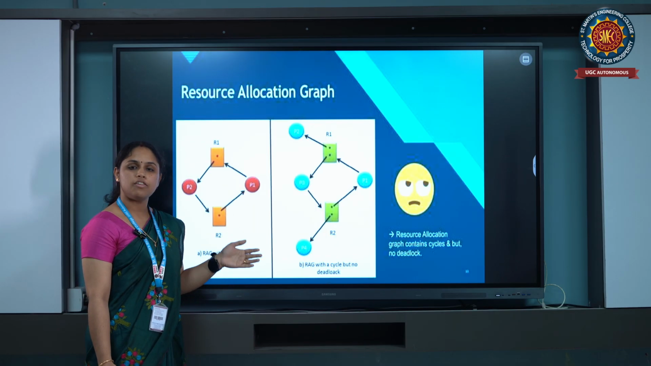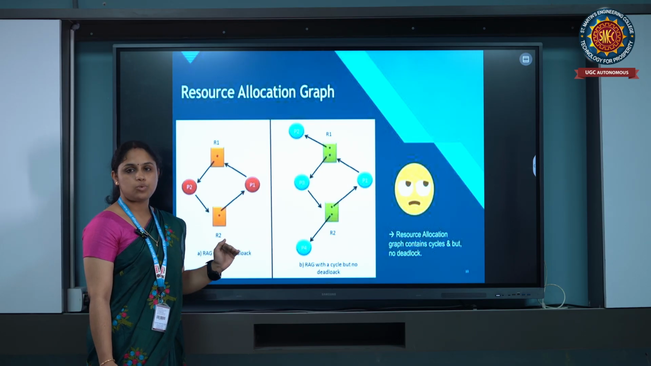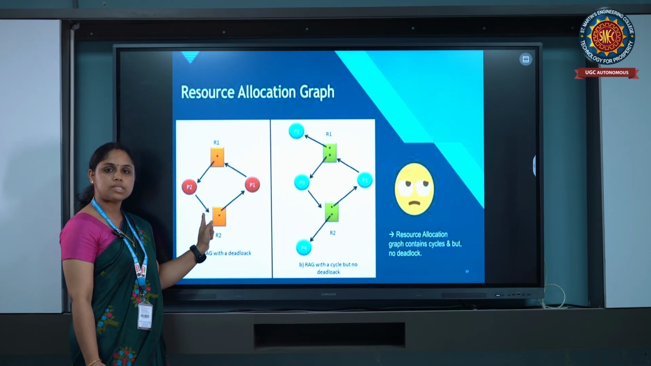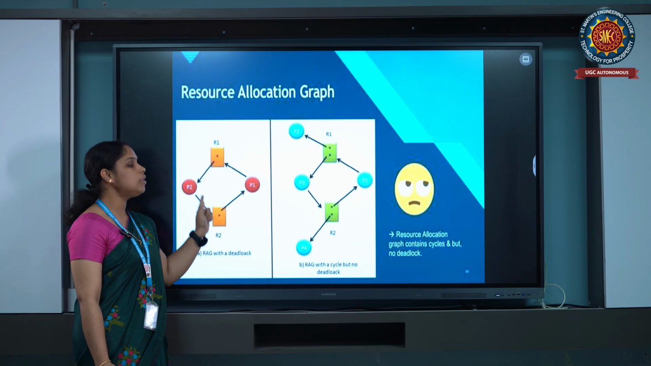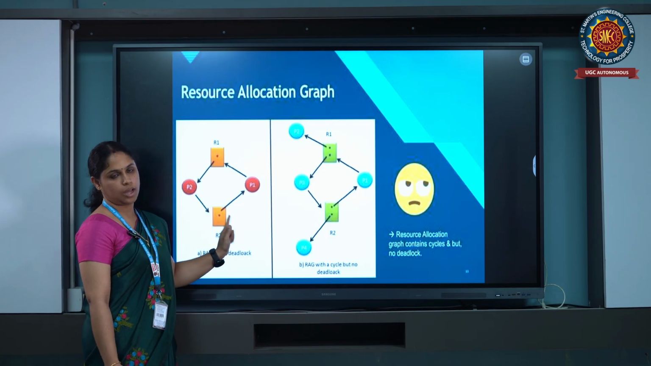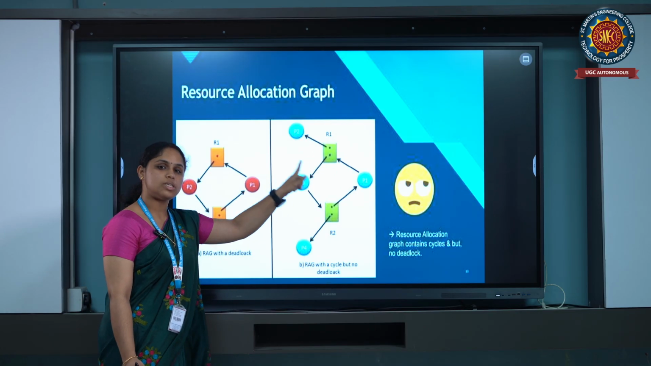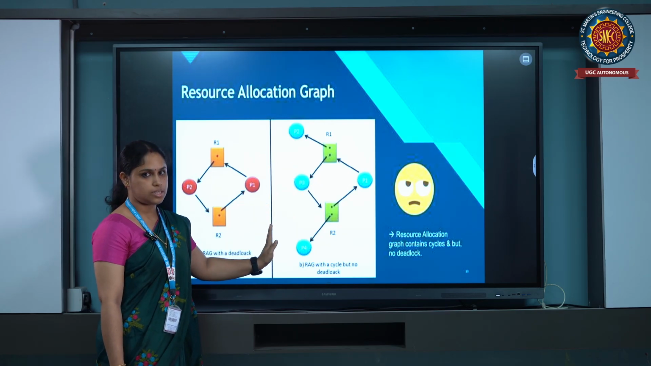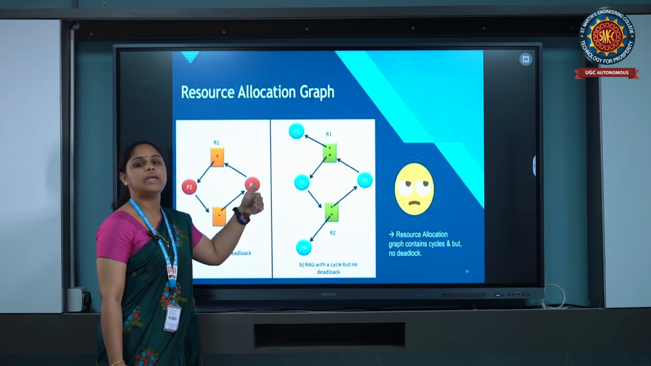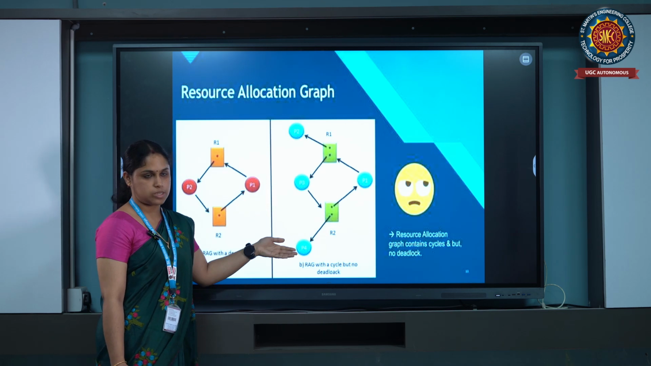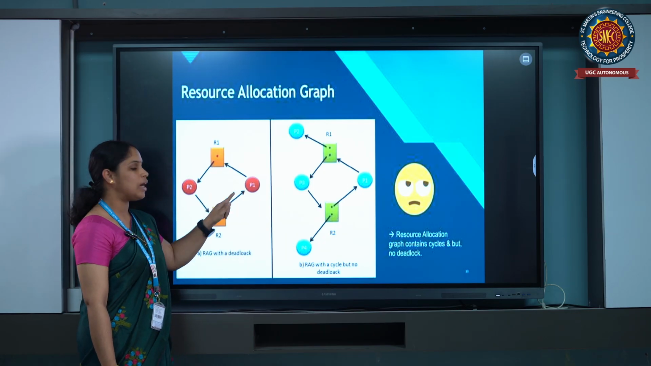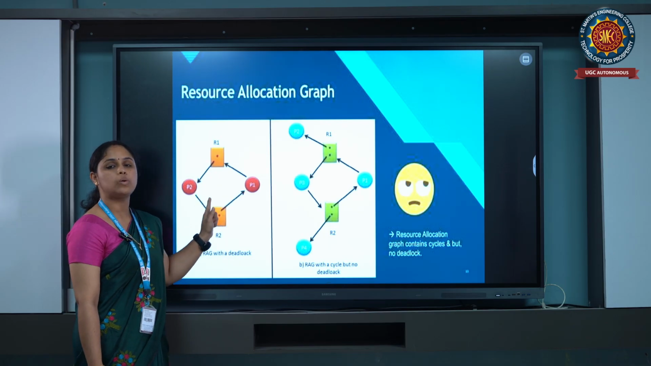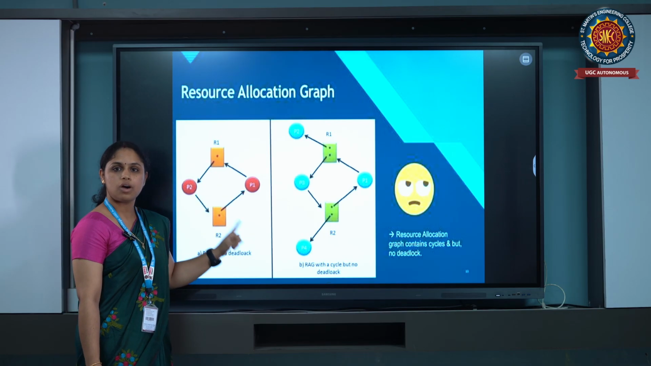How do we identify a deadlock situation in a resource allocation graph? If a cycle is formed inside a resource allocation graph, then there is a possibility of deadlock. But still we have to continue analyzing this situation. If other instances can continue, then maybe there is no deadlock. If there is only one instance, you can surely say that a cycle in the resource allocation graph leads to a situation of deadlock.